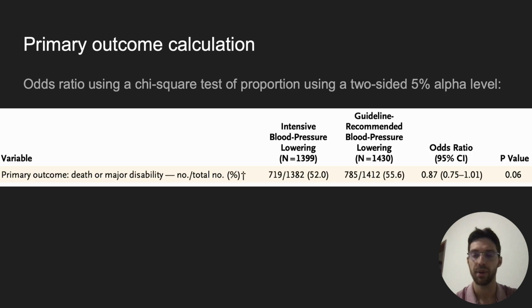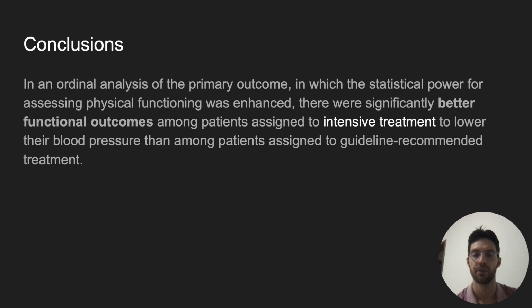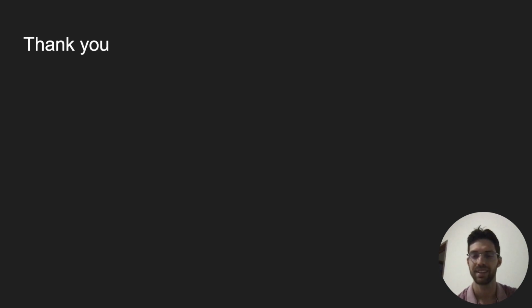The result for the primary outcome was non-significant, as we can see from the p-value of 0.06. With that, we conclude that the intensive lowering of blood pressure did not result in a significant reduction of the rate of the primary outcome. However, taking a closer look at the secondary outcomes, there were significant results favoring intensive lowering of blood pressure in the ordinal analysis. That will be it. Thank you very much.